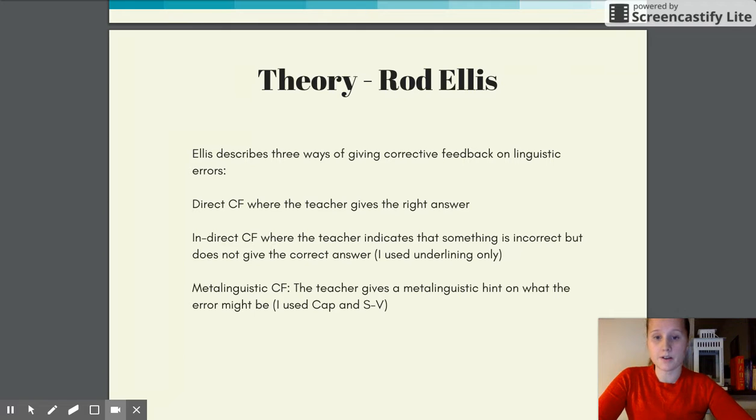And the third alternative is to give meta-linguistic corrective feedback, which means that the teacher gives a hint or a clue on what the error might be, but doesn't give the right answer. And for this investigation, I used CAP and SV as my metalinguistic hint.